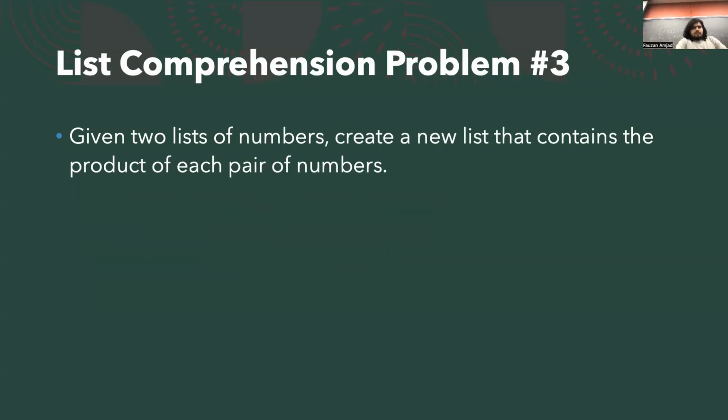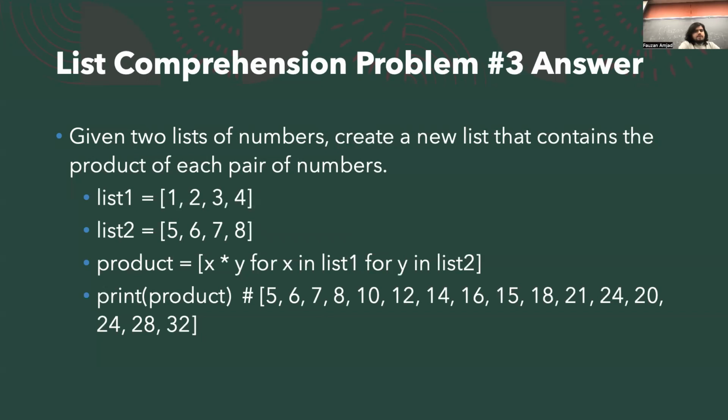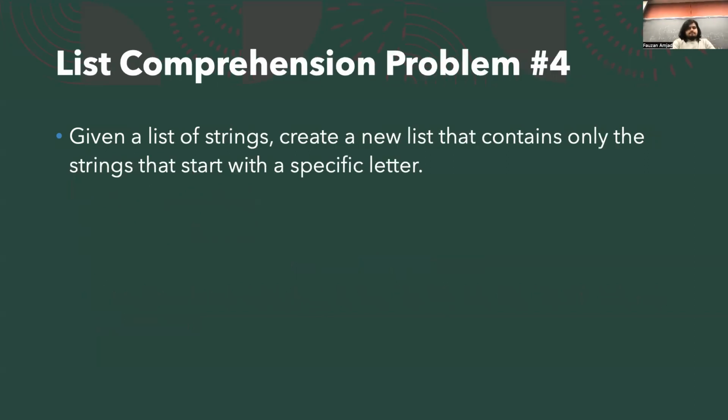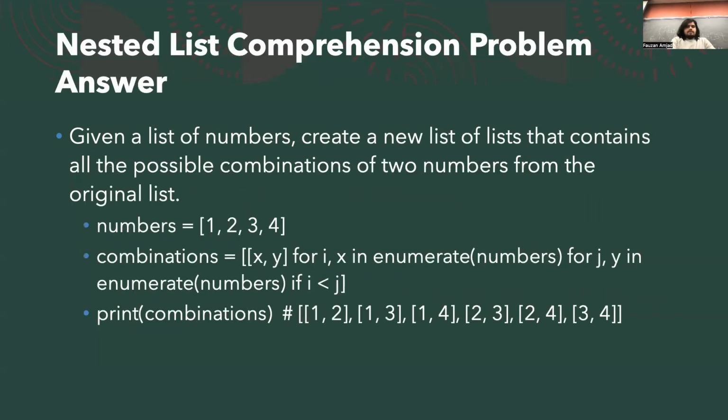Given 2 lists of numbers, create a new list that contains the product of each pair of numbers. The answer is here as follows, but it's the same process. You iterate through an iterator, and then what you have at the beginning of the list comprehension is what is added to the list, okay? I have a bunch of these list comprehension problems that you guys can do, so definitely try it out, okay? I'm going to skip through them.